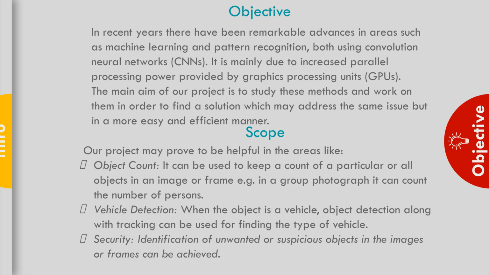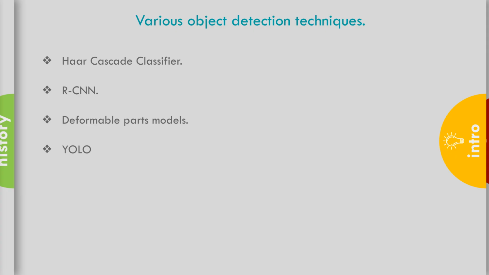Our objective is to study and work on methods like convolutional neural networks, or CNNs, to find a more easy and efficient solution for object detection. This technology can be helpful in areas like object counting, vehicle detection, and security. Various object detection techniques exist, including Haar Cascade Classifier, RCNN, deformable parts models, and Yolo.